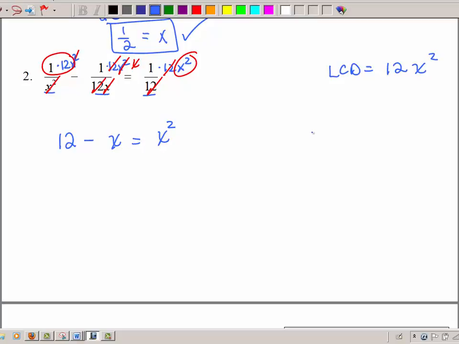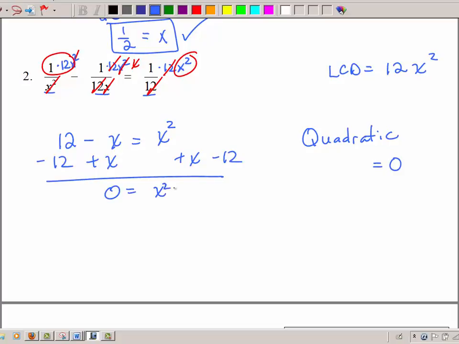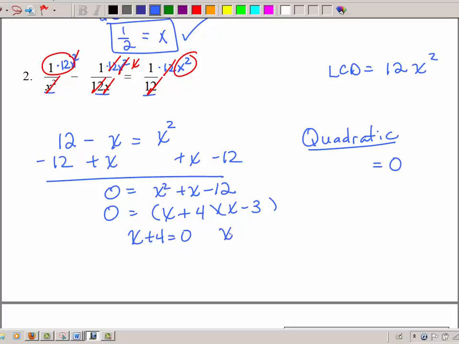Now notice this is a quadratic. How do I know that? Because of the x squared. So I'm going to have to set it equal to 0 in order to solve. Now, I like my x squares positive, so I'm going to add x to both sides and subtract 12. So I'm going to have 0 equals x squared plus x minus 12. And I'm going to need to factor that because it's quadratic. And I believe a plus 4 and a minus 3. We set those both equal to 0 and solve. And so this time we have two answers.